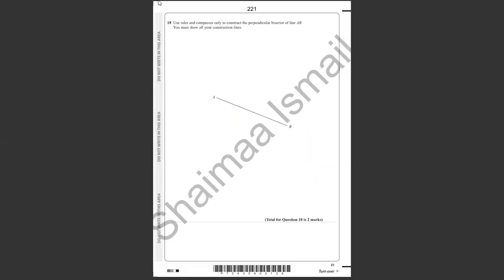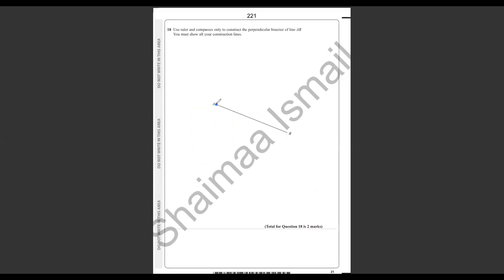And let's see question number 18 here. Ruler and compass only for the construction. Okay. Perpendicular bisector. Here you need to see arcs. You need to see clear arcs here.